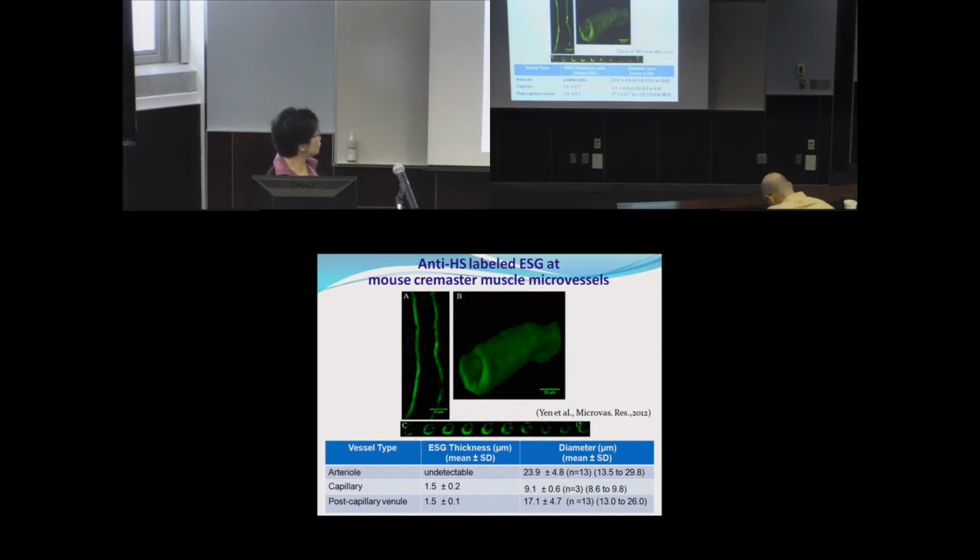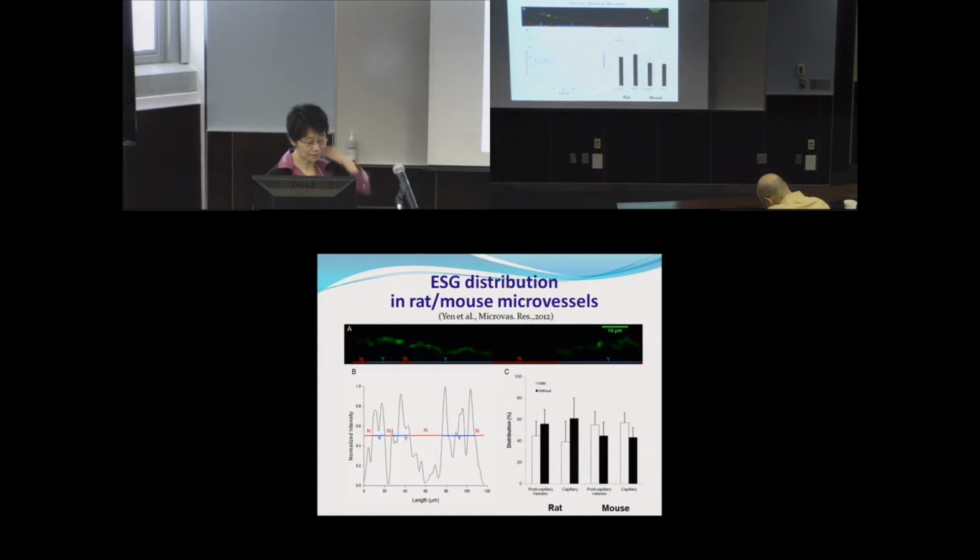And the same is true for mouse cremaster muscle microvessels. We still do not see the anti-HS in arterioles, but we see significant, roughly 1.5 micron, in the mouse cremaster muscle capillary and post-capillary venules. So that's the in vivo immunostaining for surface glycocalyx.